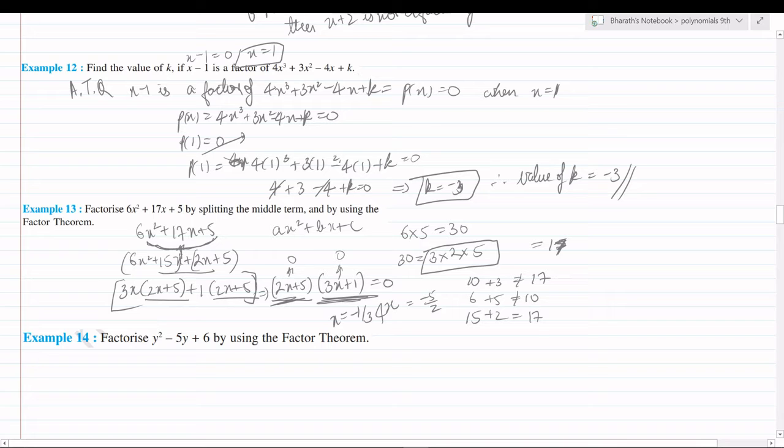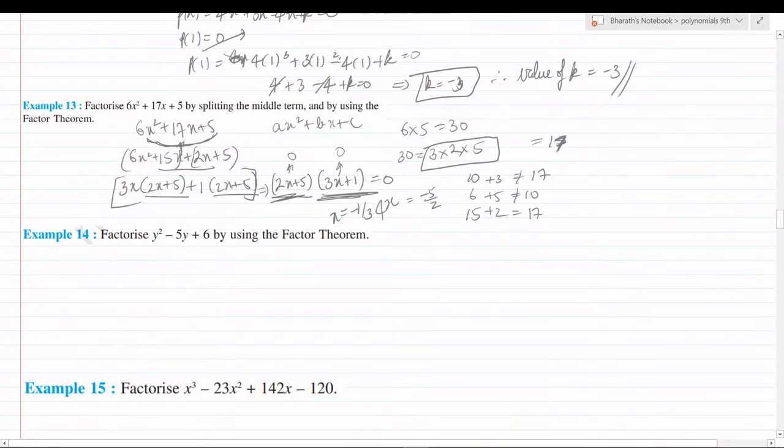Fine, understood. Now let's do more factorization terms. Here, factorize y square minus 5y plus 6 by using factor theorem. Here this coefficient is 1 and 6. So always multiply this and this, we get 6. But in this case, there's minus 5. So we should split the middle term somehow as two terms which give the final answer of minus 5y. So you get factorized into 2 and 3. So y square minus 3y minus 2y plus 6.